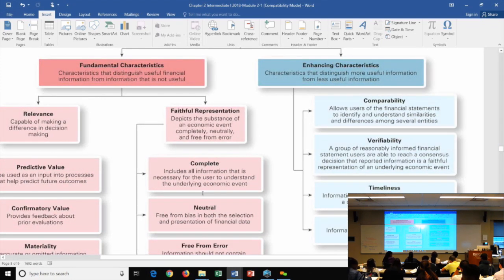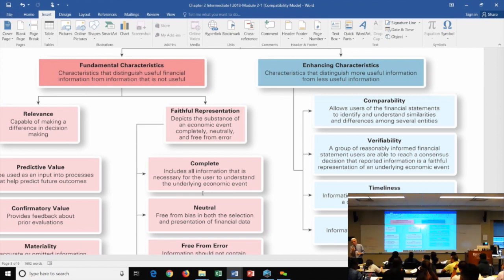So comparability, this is a strange one to me because it allows users of financial information to compare various entities, the similarities and differences among various entities. But I'm going to tell you that that's kind of limited when it says several entities. What about consistency? What if a company changes a method from one period to the next? Even if it's one company, it means it's not comparable, right? I can't compare. So I change an accounting method this year. I possibly won't be able to compare 2018 to 2017.